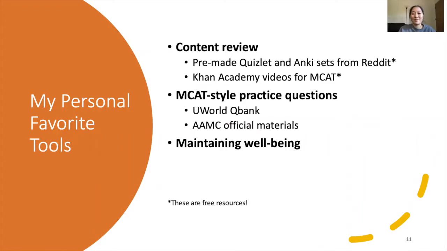So yeah, next is the AMC official materials. Now these are obviously kind of a must-have for anyone taking the MCAT, as it is the real deal. It's made by the actual test makers, and its practice full-length exams give you a really good prediction of how you will actually score on test day. So I think that's sort of a must-have for everyone.